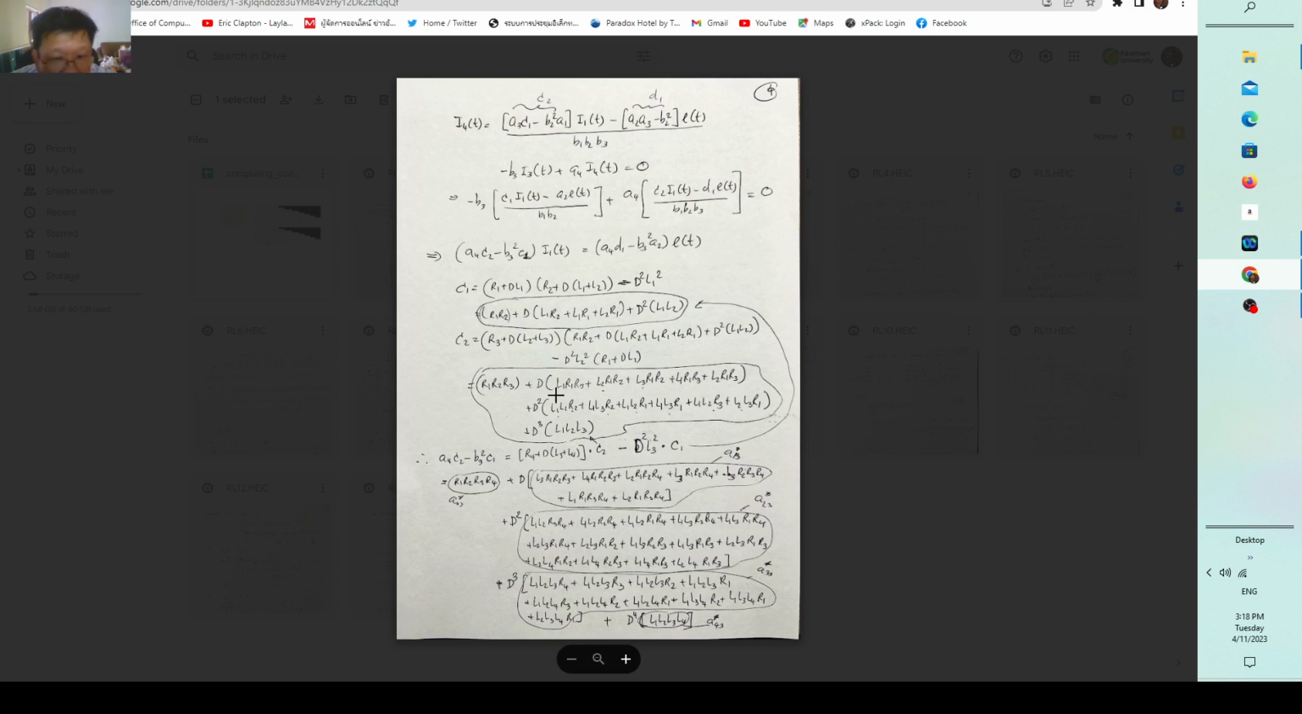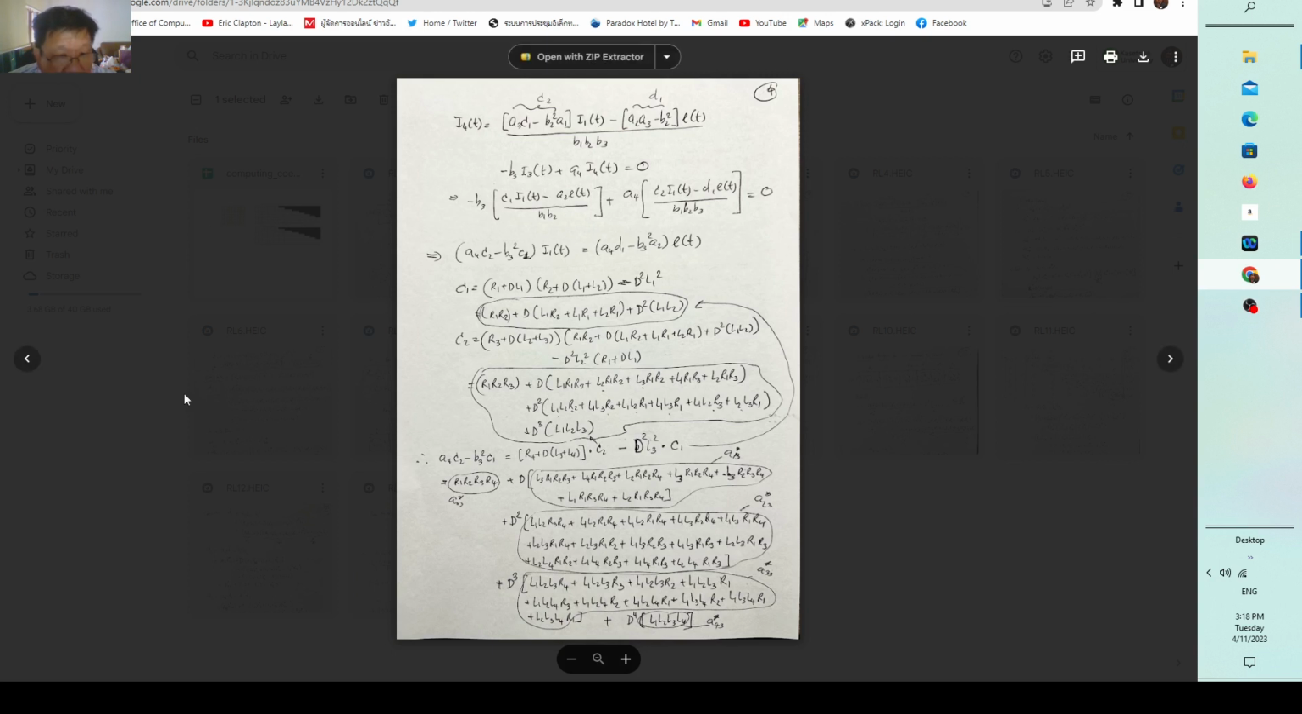Oh no, times L4. So this one is d squared, and d to the 3 is this term. And then the final, d to the 4, becomes L sub 1 times L sub 2, L sub 3 times L sub 4.